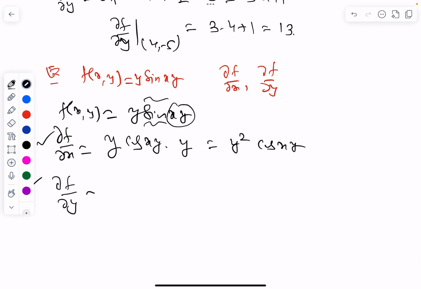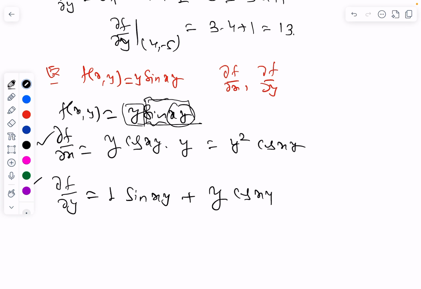Del f by del y. So we have y here as well as here. So here we need to take the product rule. The derivative of y is 1. We keep sine xy as it is, plus y as it is. The derivative of sine xy is cosine xy, and the derivative of xy with respect to y is x. So this is nothing but sine xy plus xy into cosine xy.